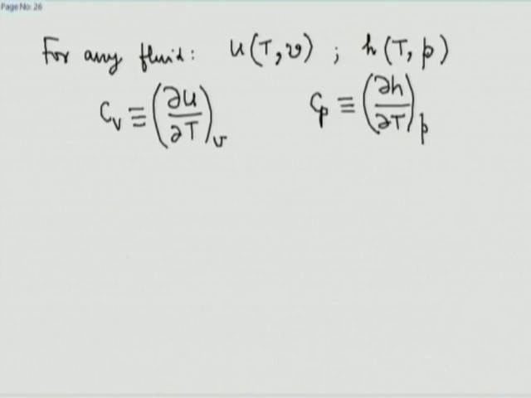But the realization should be there that Cp and Cv, although they are known as specific heats, have absolutely nothing to do with heat. Heat is an interaction, it is not a property, whereas U, T, V are all properties, so Cv is a property, and H, T, P are all properties, so Cp also is a property. So unfortunately they are called specific heats at constant volume and constant pressure respectively, but they have absolutely nothing to do with heat. Okay, that is only a historical vestige, we continue with it.